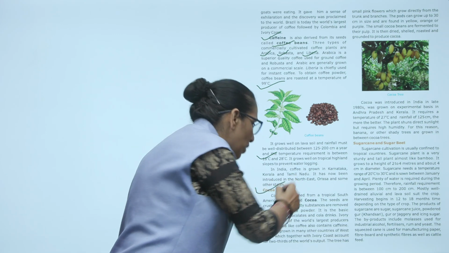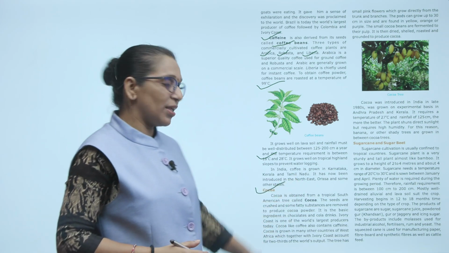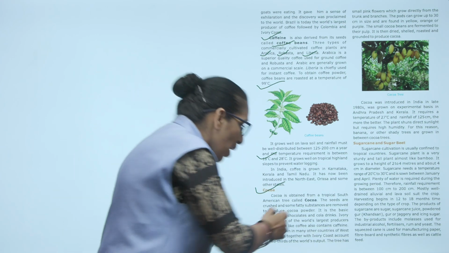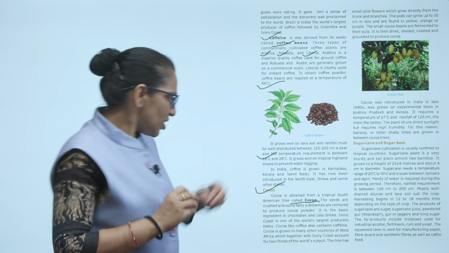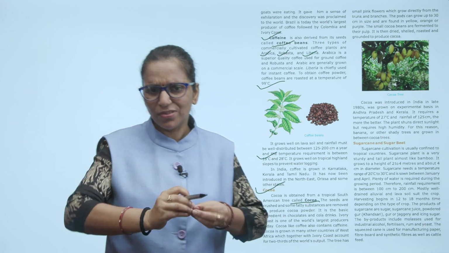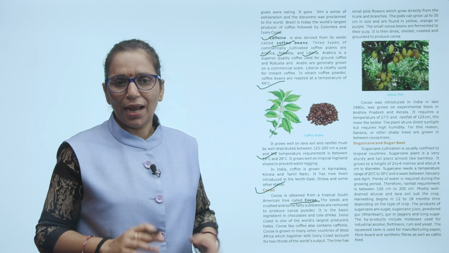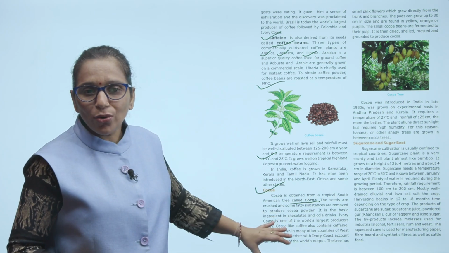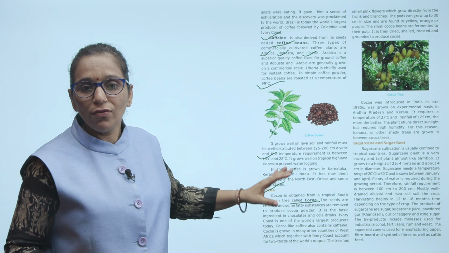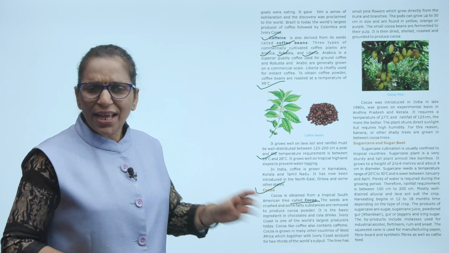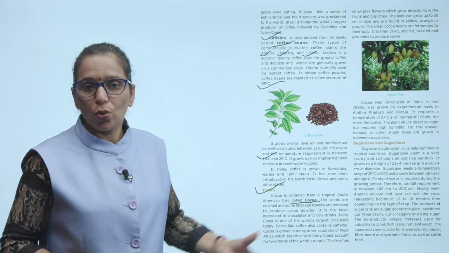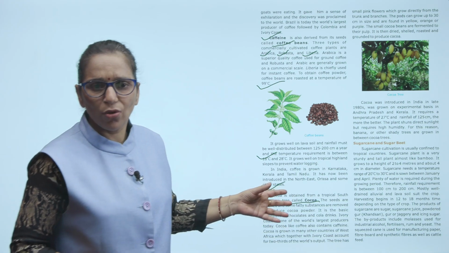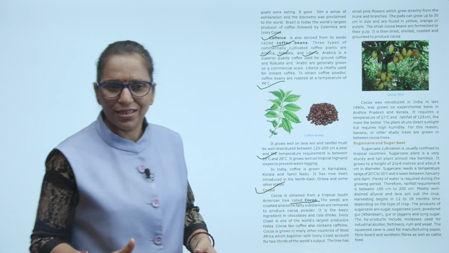Moving to cocoa. Cocoa is obtained from a tropical South American tree known as cocoa. The seeds are crushed and some fatty substance is removed to produce cocoa powder, which is the basic ingredient in chocolates and cola drinks. Ivory Coast is one of the world's largest producers of cocoa today. Cocoa, like coffee, also contains caffeine. Cocoa is grown in many other countries of West Africa together with Ivory Coast, etc.